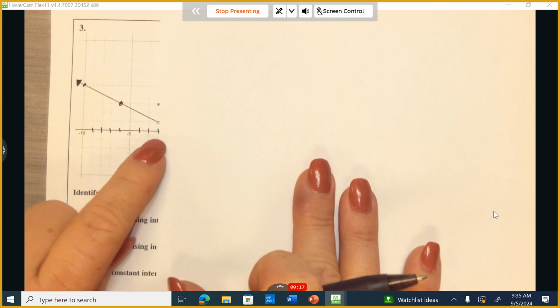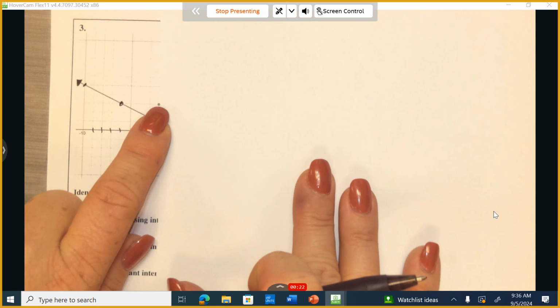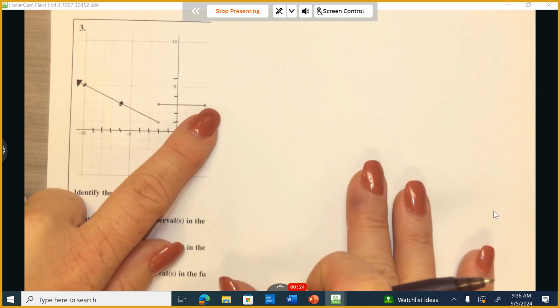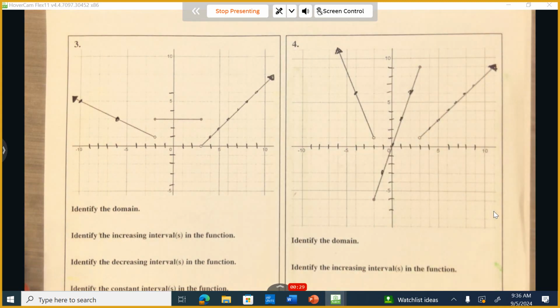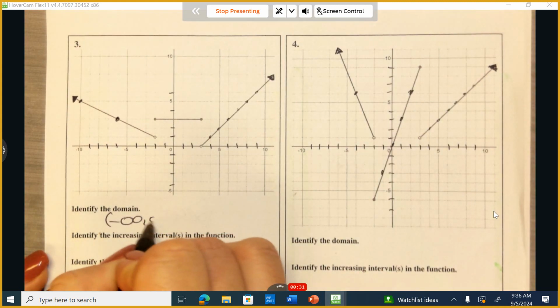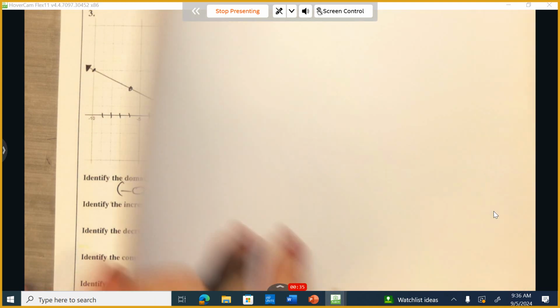Even at this point, the open circle means that there's a hole in the graph, but we can see above it, we actually have part of the graph. Here's where we have part of the graph. Here's a hole in the graph the entire way. So how do I show that the entire way exists? Negative infinity to positive.